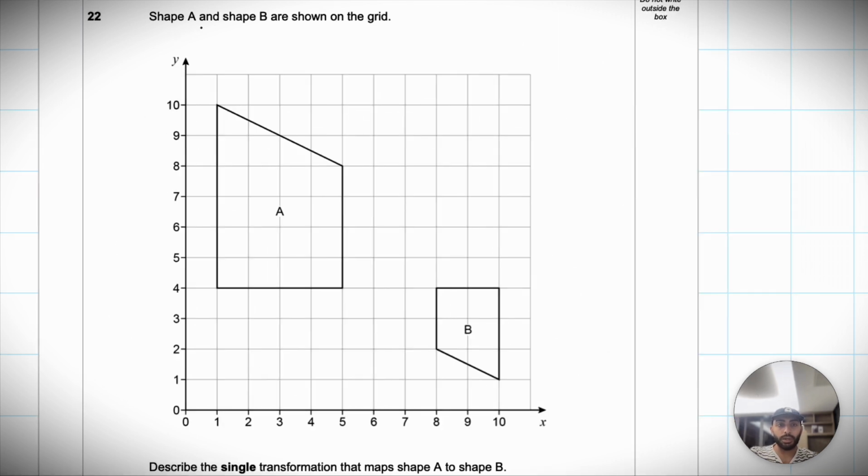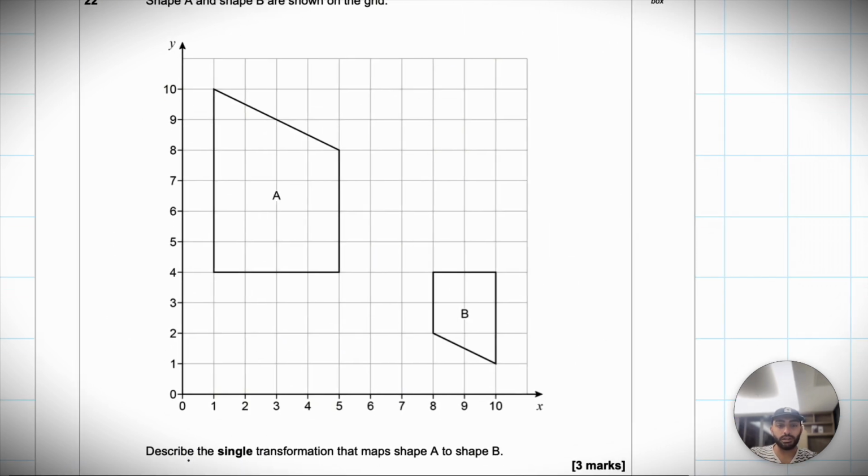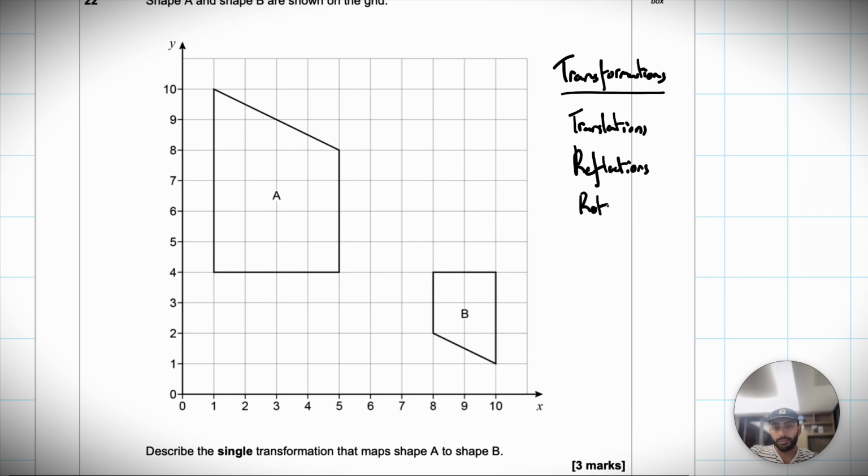Question 22. Shape A and shape B are shown on the grid. Describe the single transformation that maps shape A onto shape B. So I've gone from A to B, and I can see the shape has got smaller. The 4 different types of transformations that you need to know are translations, reflections, rotations, and enlargements.